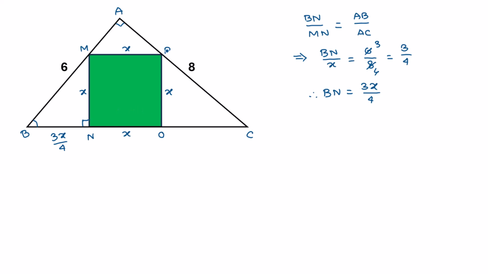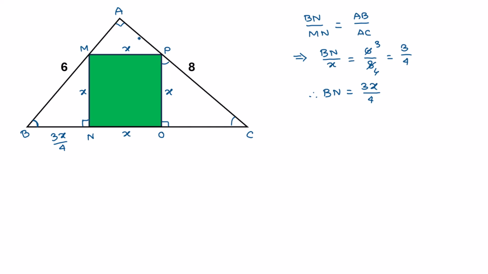And consider triangle POC and triangle BAC. Again, in these two triangles, angle C is common to both, and this angle POC is 90 degree and this angle is 90 degree. So these two angles will also be the same, and the rest of the angle, P, is the same as this B. So triangle POC is similar to triangle ABC.